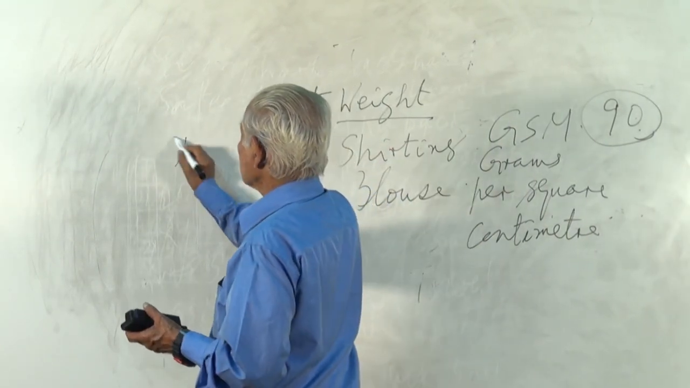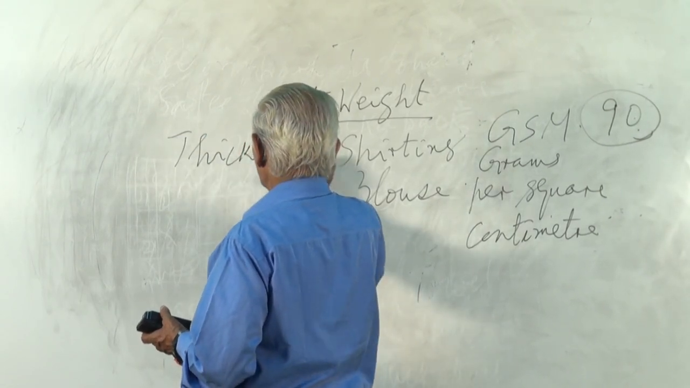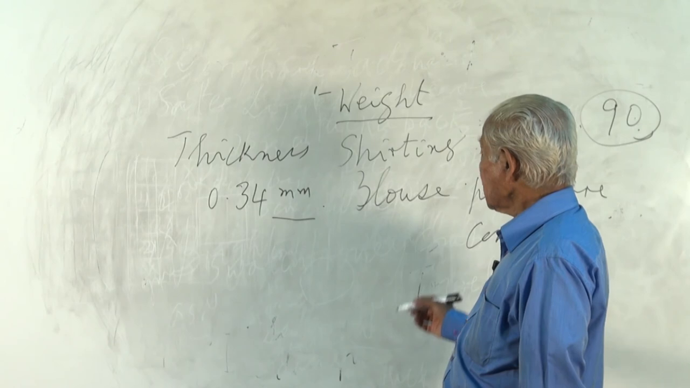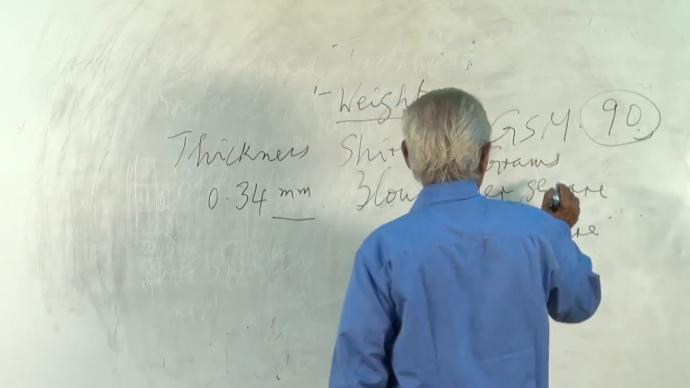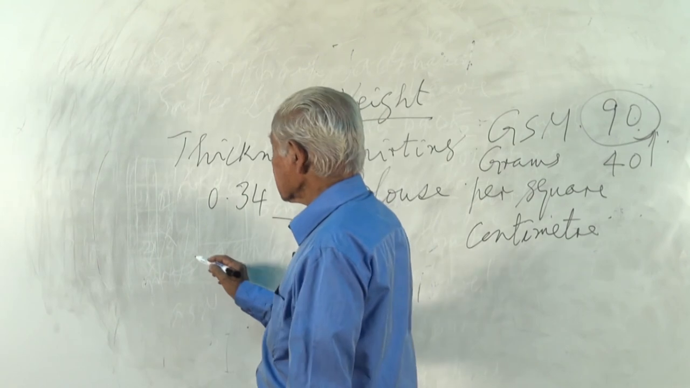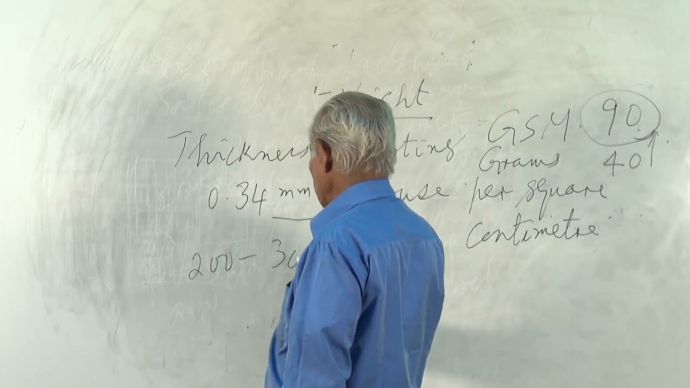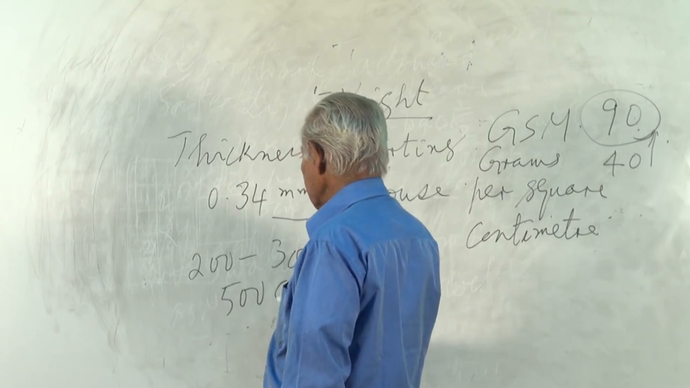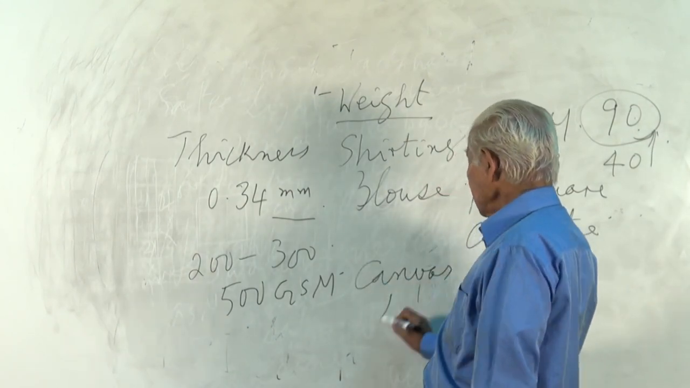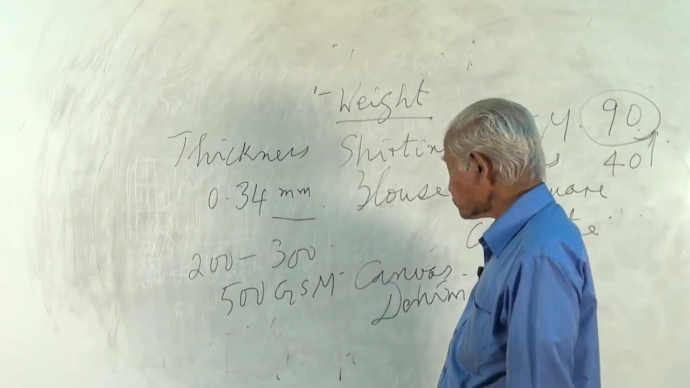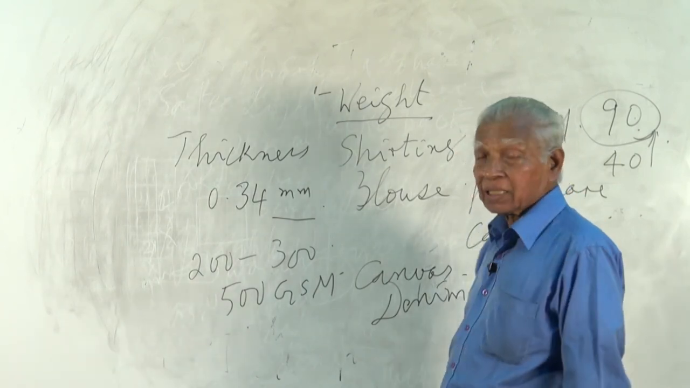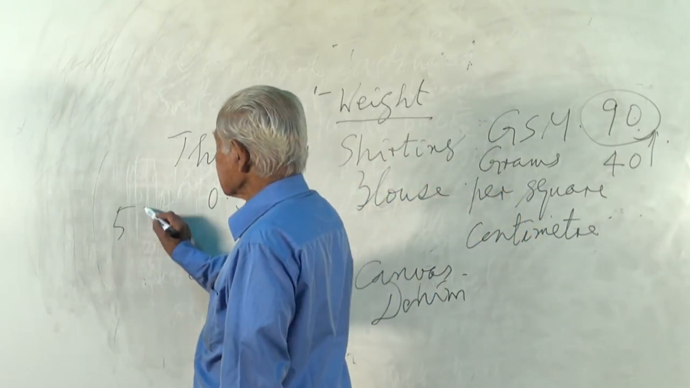And a fabric has got a thickness also. Let us say 0.34 of a millimeter is the thickness of the fabric. Now, lightweight fabric has got a GSM of say 40 to 90, let us say. Then medium weight fabrics may be 200 to 300, and heavyweight fabrics greater than 500 GSM. Some of the fabrics such as canvas, denim are called as heavyweight fabrics because their GSMs are very high. And you will be interested to know that silk fabric generally has a GSM of 45 to 50.